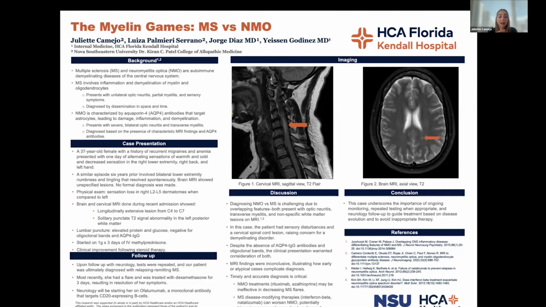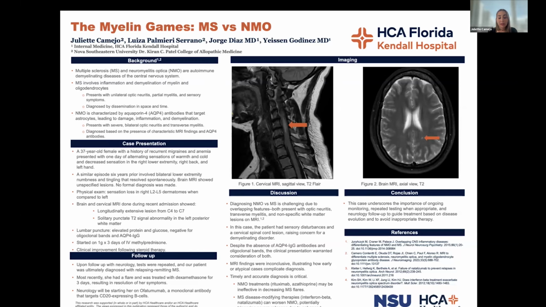Ultimately, after the patient was discharged, she was fine. She followed up with neurology and did repeat testing, and she was diagnosed with relapsing remitting MS. She later also experienced another flare, which was quickly resolved with a course of dexamethasone. And the last thing we heard is that she is now beginning treatment with ofatumumab, which is a monoclonal antibody that targets CD20 expressing B cells. It's one of the newer treatments for MS.